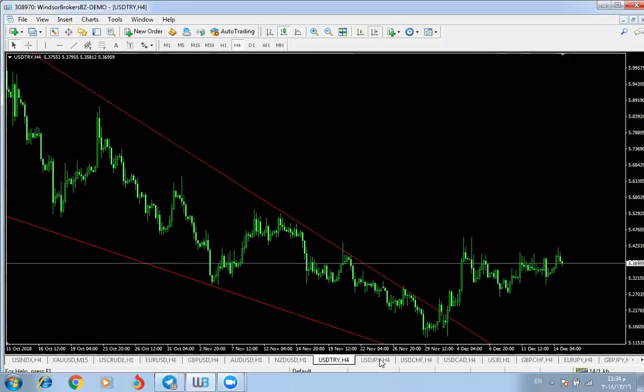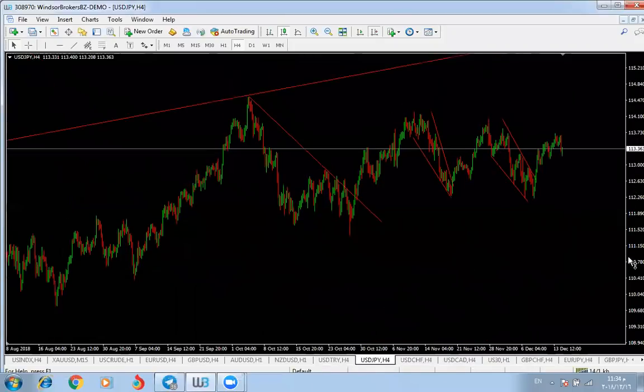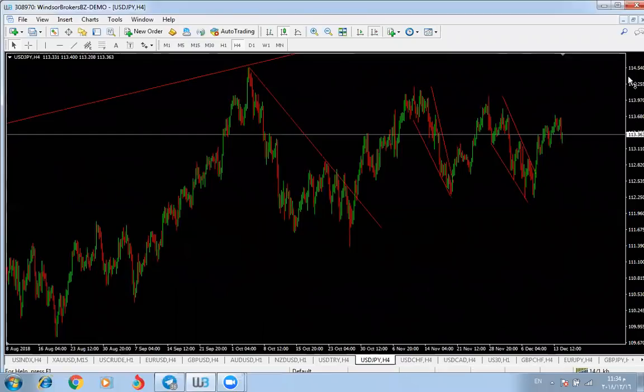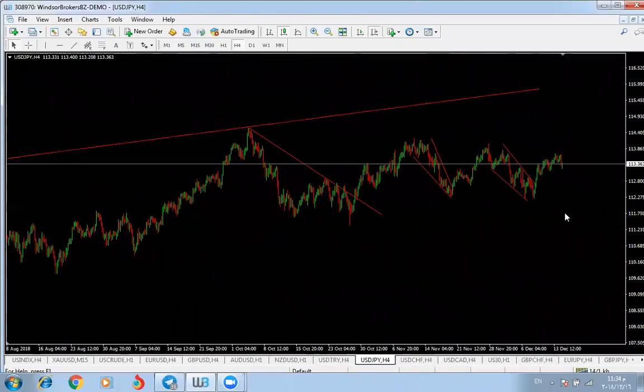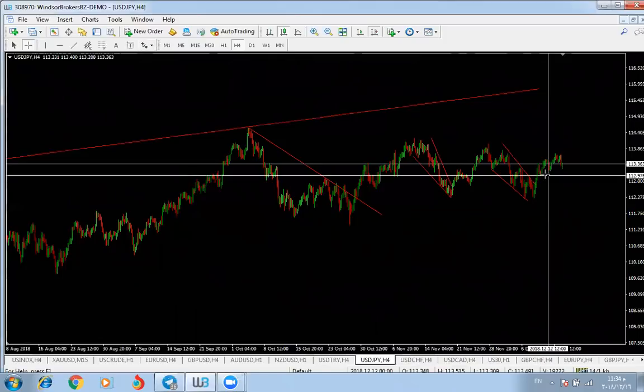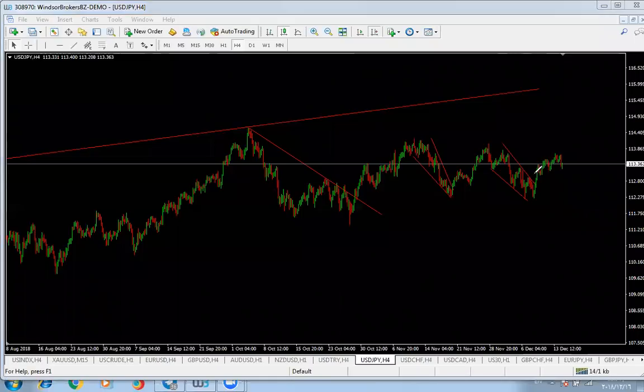Okay, let's move into the yen. We gave you a signal last week, as you remember, from this area. We are targeting 115. We have entered from right there, and we are targeting 115.50. So we are still bullish for the yen.